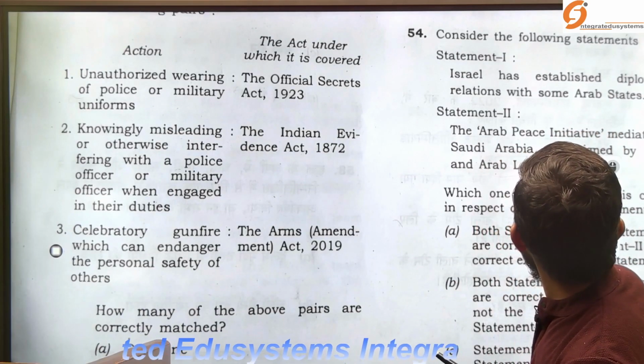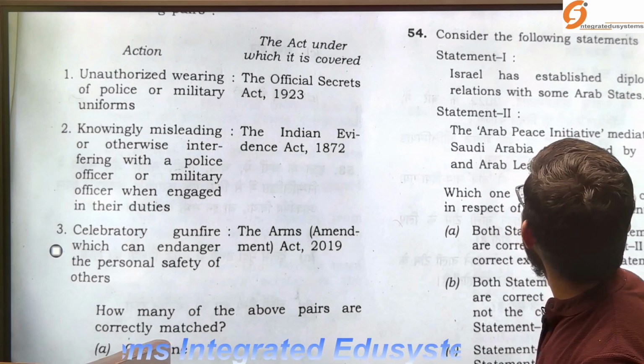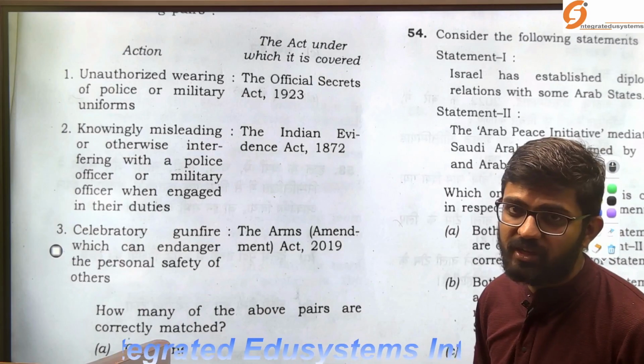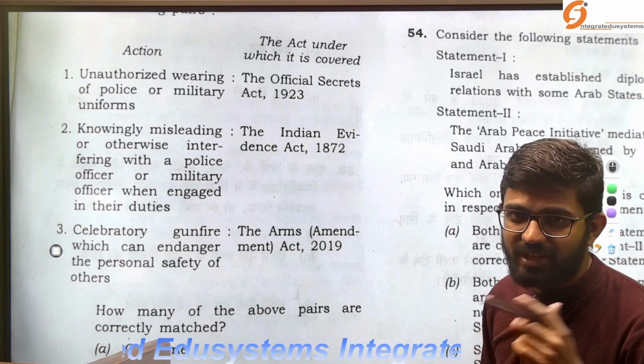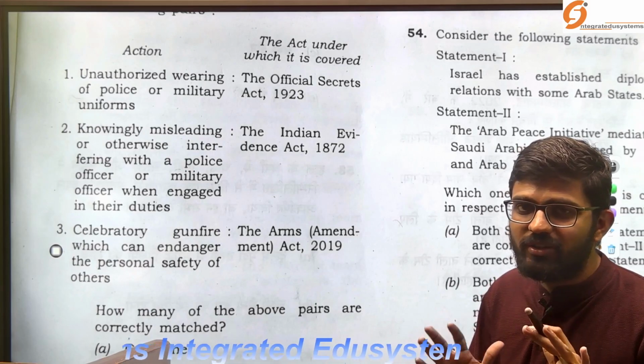Consider the following statement. Statement 1: Israel has established diplomatic relation with some Arab states. See, in the news, same as I talked previously, we are seeing that there is a flux going on in the world order.